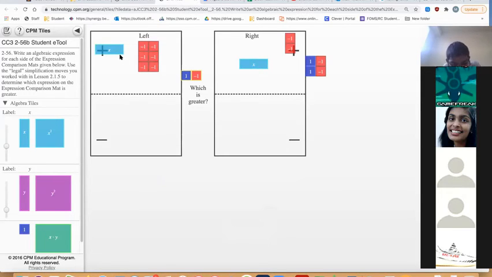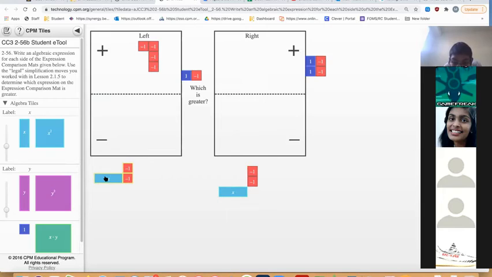Anybody see anything that is the same on both sides? X. There's an X, so we can take away an X from both sides. Anything else that's the same on both sides? -2. I can also take away -2 from both sides. So what I'm going to do is take away X and -2 from both sides. And now what do I have? -4 and 0.